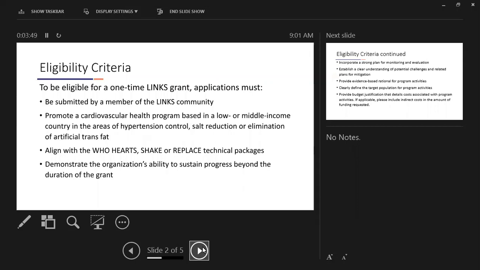These proposals must be aligned with the WHO Heart, Shake, or Replace technical packages. These technical packages are available on the LINCS website if you go to the toolkit section. In addition, these proposals must demonstrate the organization's ability to sustain progress beyond the duration of the grant. The term of the LINCS grants is a maximum of 24 months. Therefore, your proposal must demonstrate how your organization would be able to sustain the program activities suggested in your proposal beyond the duration of the maximum 2-year period.